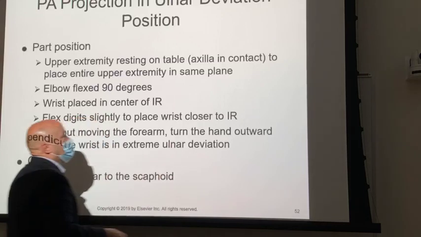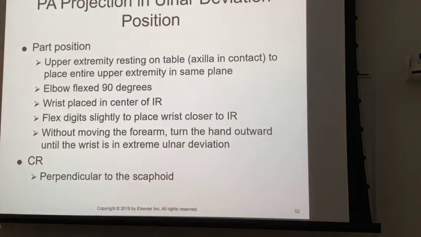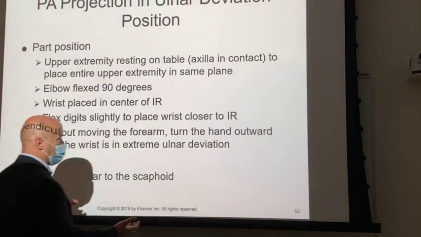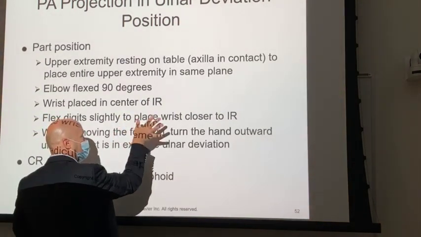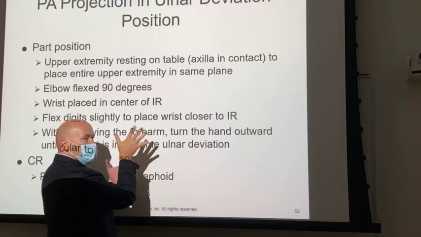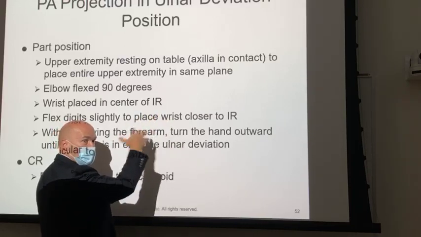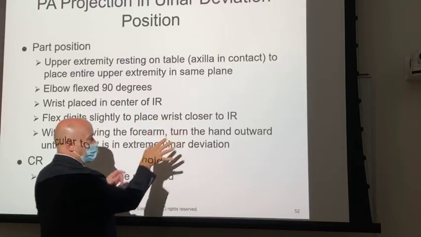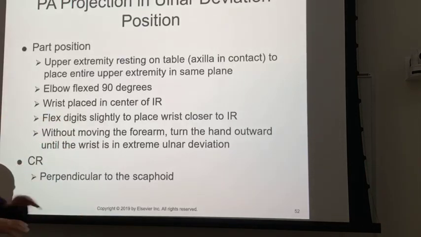Okay? So again, it's kind of like PA. You're going to get everything in the same plane. But before you get ready to shoot your image, you're going to have the patient flex the hand as far as they can towards the ulna. That's why it's ulnar deviation. You're deviating towards the ulna. Images in the book show the entire wrist.